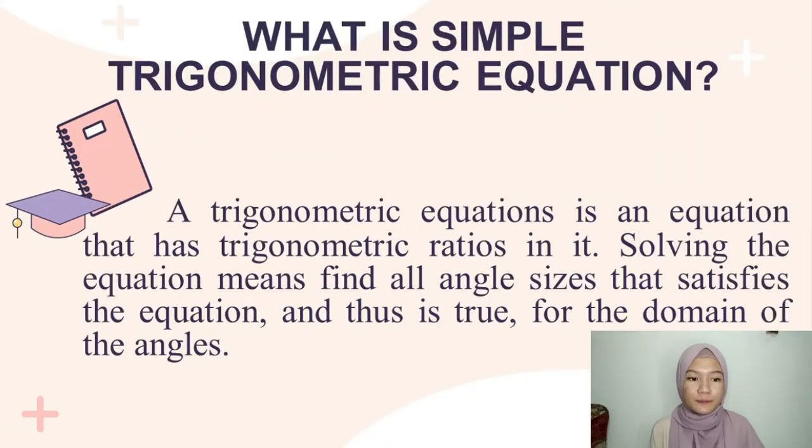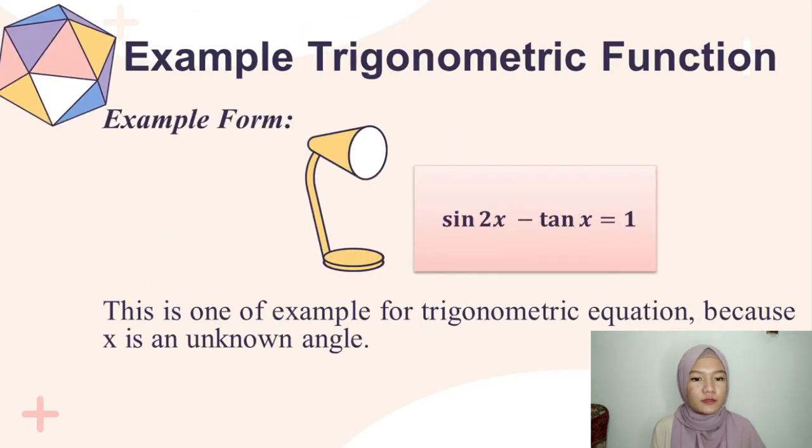Okay, let's get started. What is a simple trigonometric equation? A trigonometric equation is an equation that has trigonometric ratios in it. Solving the equation means finding all angle sizes that satisfy the equation and thus are true for the domain of angles. For example, we have sin 2x minus tan x is equal to 1. This is an example of a trigonometric equation because x is an unknown angle.